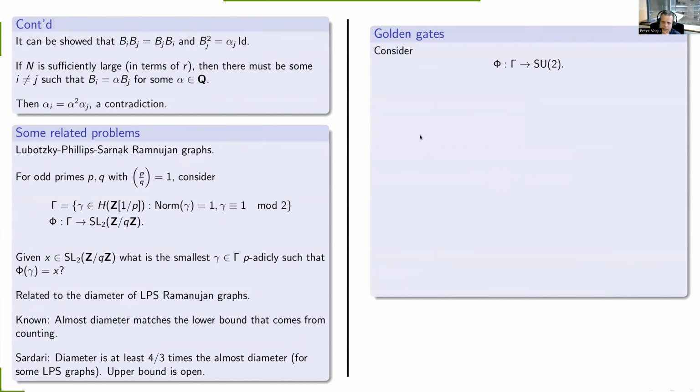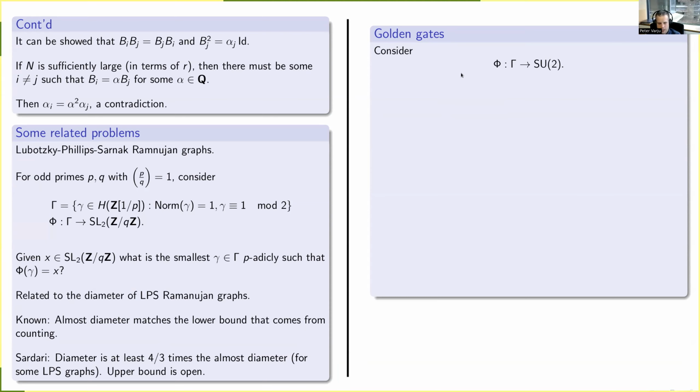Then here is another setting which is interesting, which corresponds to the so-called golden gates that were introduced by Sarnak, which is interesting in quantum computation. So you can look at the same group gamma that I told about before. This is the unit quaternions with coefficients in the ring Z adjoined 1 over p, and satisfying this congruence condition modulo 2.